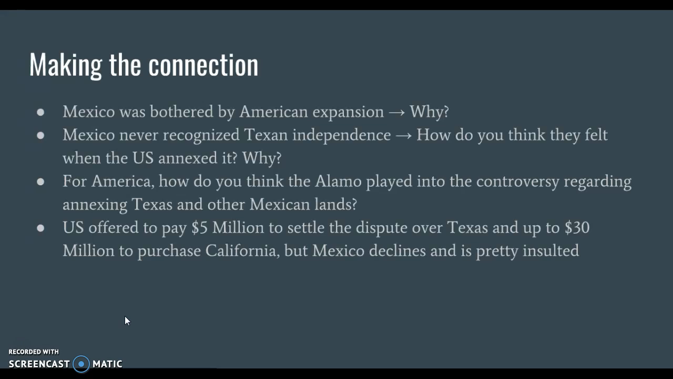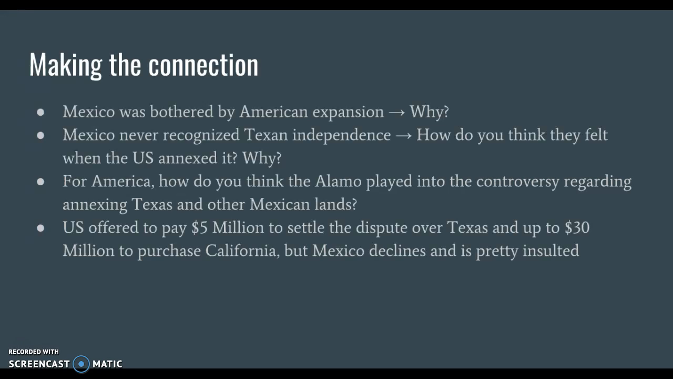Now, for America, how do you think the Alamo played into the controversy regarding annexing Texas and other Mexican lands? Remember the whole cry, remember the Alamo, when those white settlers down in Texas were fighting off Antonio Lopez de Santa Anna, the Mexican leader at that point. Mexican president, I guess you can say. Many other people will say dictator, but regardless, they go there and they hold him off for a long time, but they essentially lost that. Even though they were able to hold him off, they lost a lot of people. And so Americans remembered that.